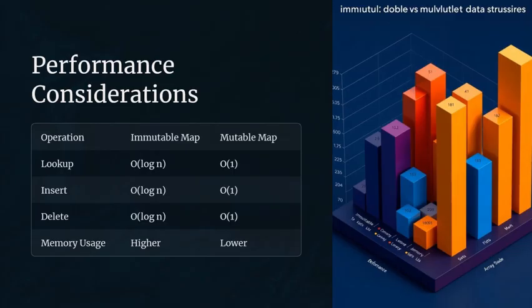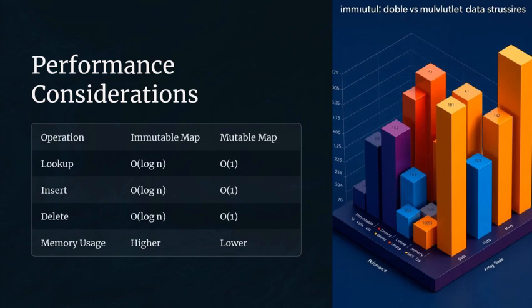Next, let's compare the performance considerations of immutable map and mutable map. Let's see. We are taking here 4 operations: lookup, insert, delete, memory usage. In lookup, immutable map is order of log n, mutable map is order of 1. In insert, immutable map is order of log n, mutable map order of 1. In delete operation, immutable maps are order of log n and mutable maps are order of 1.